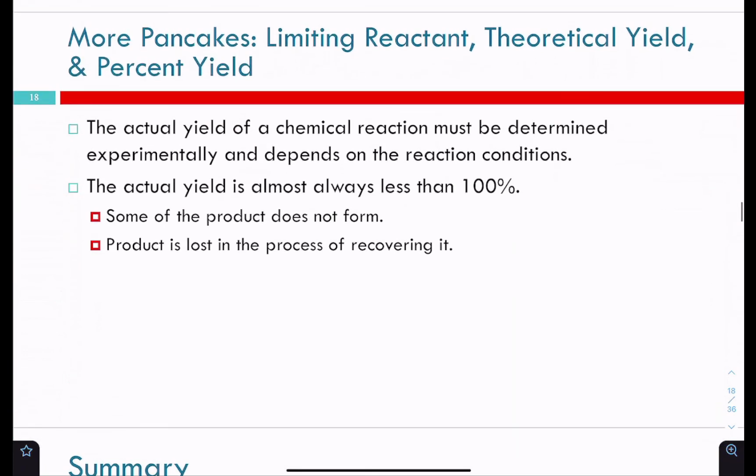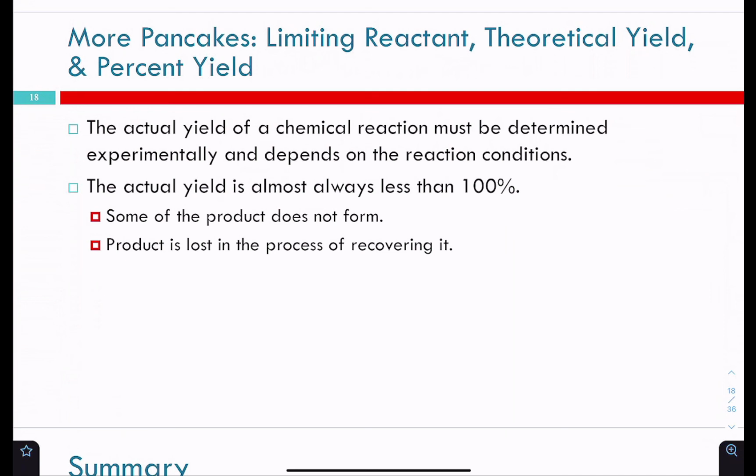So the actual yield of any chemical reaction is going to be determined by actually doing the experiment. You can't determine beforehand necessarily how much or how good your yield is going to be. You have to do it. So to put this in the context of an exam, you can't calculate a percent yield unless I give you the actual yield. You can calculate the theoretical yield, but you can't calculate the actual yield.